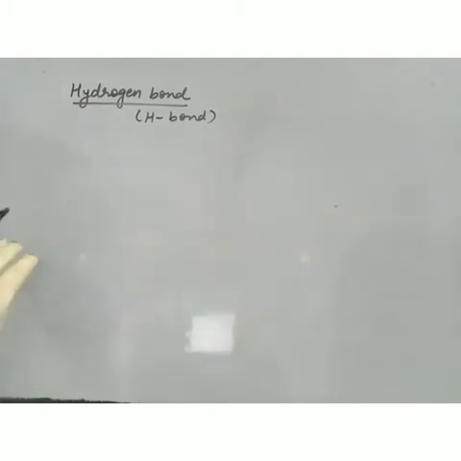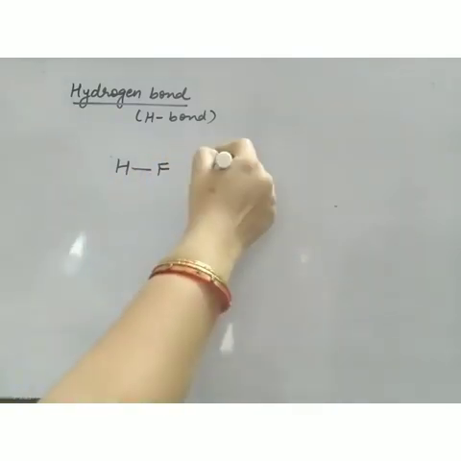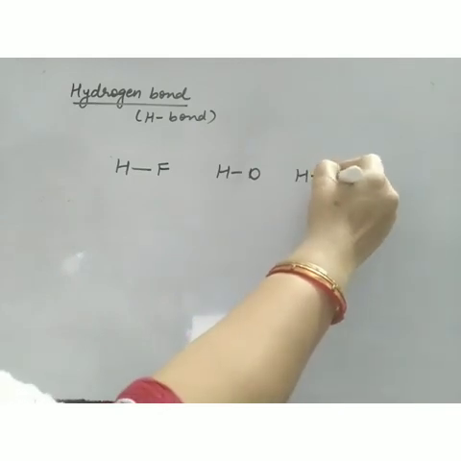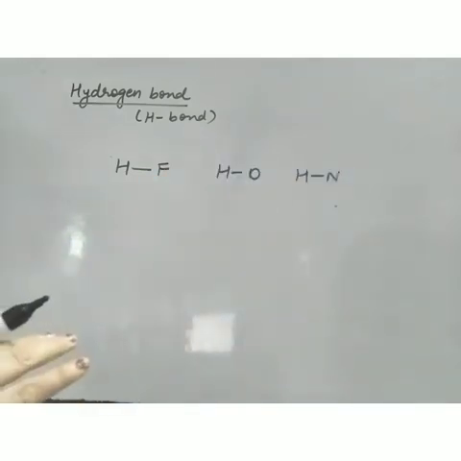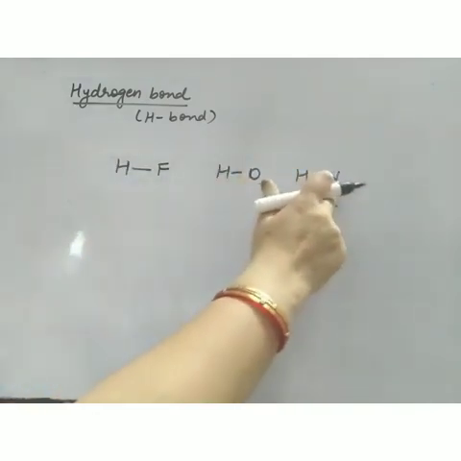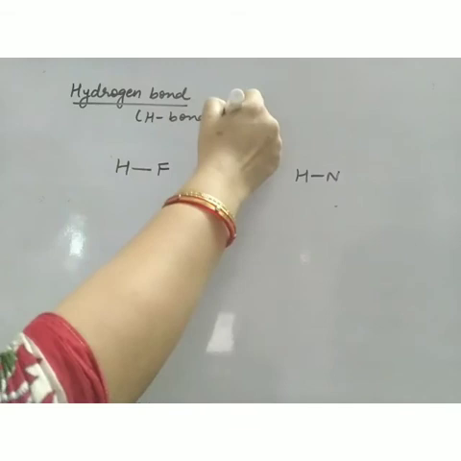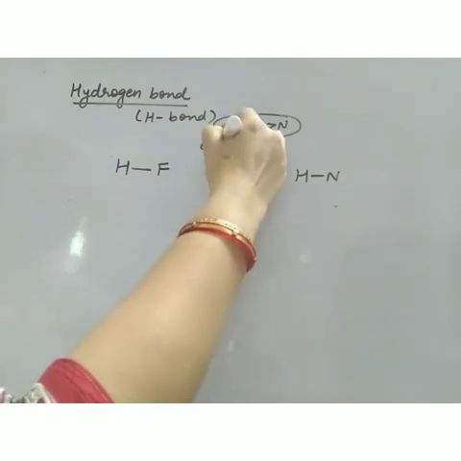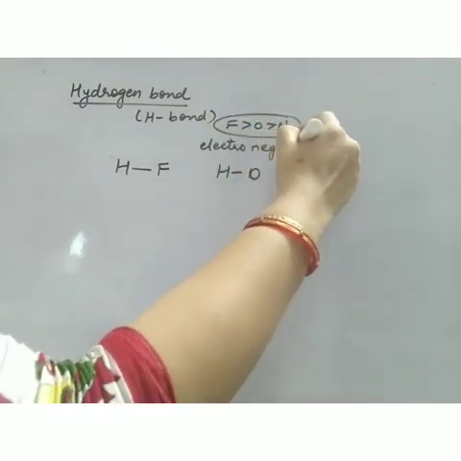Hydrogen bond is found only in those molecules which have a hydrogen atom. So the first condition is hydrogen must be there, and this hydrogen is attached either to fluorine, or to oxygen, or to nitrogen. So hydrogen bonding is found only in these three special cases. Because fluorine, oxygen and nitrogen are the three most electronegative elements of our periodic table.